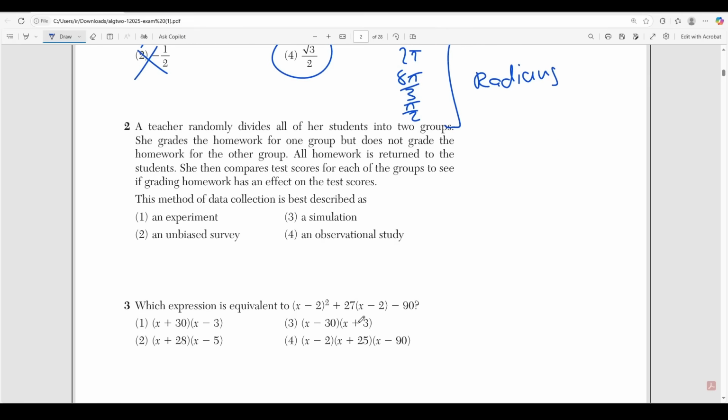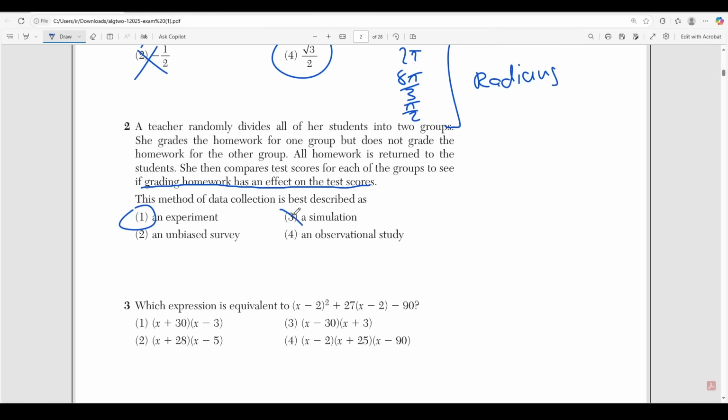All right, number 2 says a teacher randomly divides all her students into 2 groups. She grades homework for one group but does not grade the homework for the other group, and all homework is returned to the students. She then compares the test scores for each group to see if grading homework has an effect on test scores. Whenever you're testing to see whether a treatment has an effect or an outcome, that's going to be an experiment. All right, whenever you treat 2 groups differently and you're trying to see the outcome of that treatment, you're trying to see if grading homework has an effect on test scores, you're running an experiment, okay?